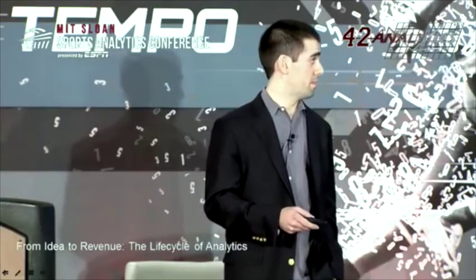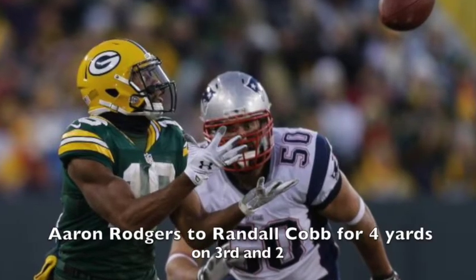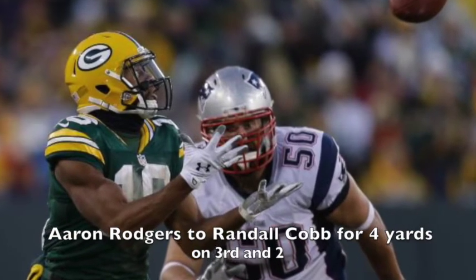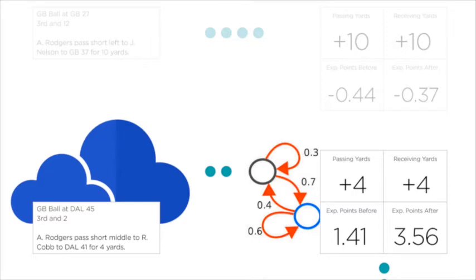So here's a second example. You have 3rd and 2 on the Dallas 45. Aaron Rodgers completes it to Randall Cobb for 4 yards. 4 yards versus the traditional 10 yards. The first play in our traditional statistics looks 2.5 times better than the second play. But we know that the second play was much more impactful.